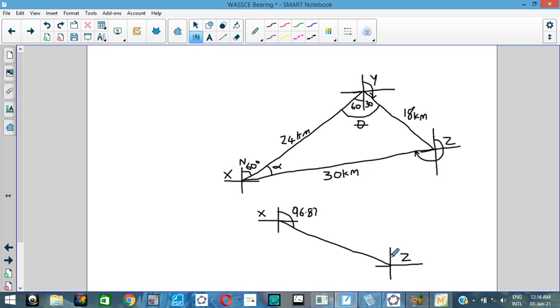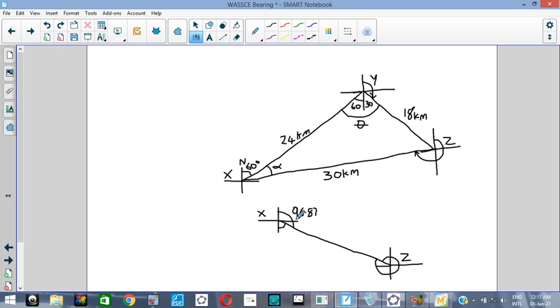So now what is this result now? The full turn here is what now? This is what we are looking for. So the bearing from Z now down to X will be what? If the bearing from X to Z is this 96.87, so the returning one is going to be what? So we need to get this angle. This angle is alternate to this angle. So if we can get this angle here, all we just need to do is subtract the angle from 360 degrees to give us the remaining angle.